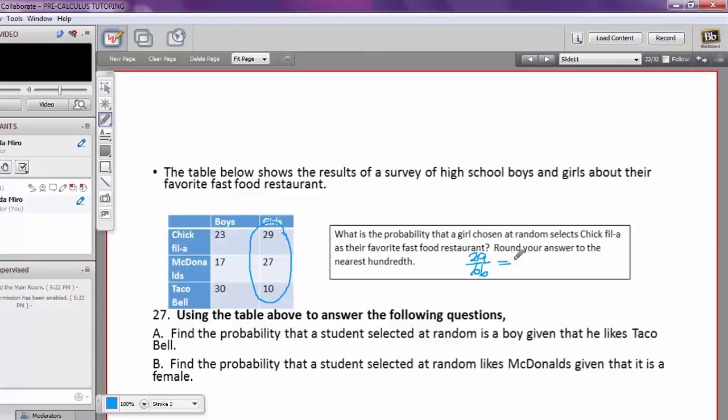Okay, so we can try to simplify that. We could also write that as a percentage, and we get 43.9. So I'm going to go ahead and round up to 44%.